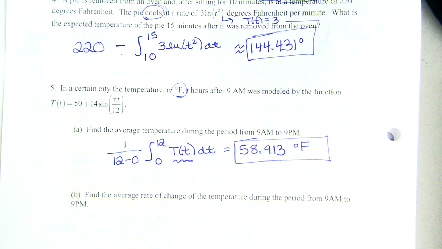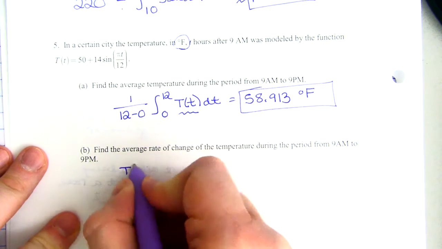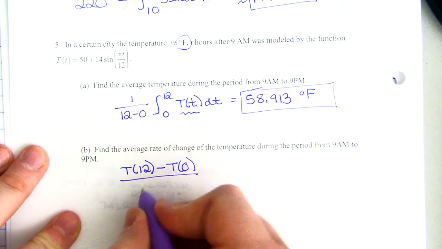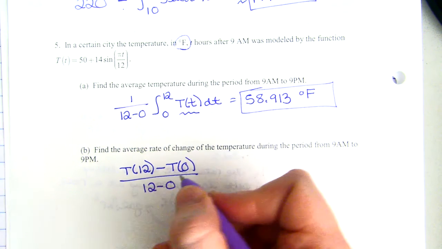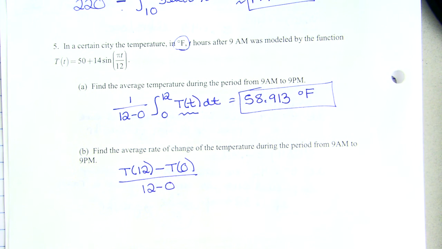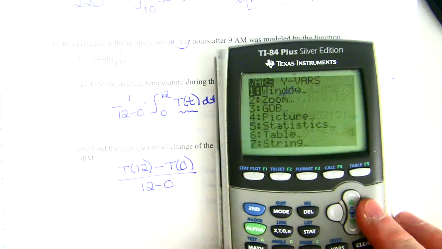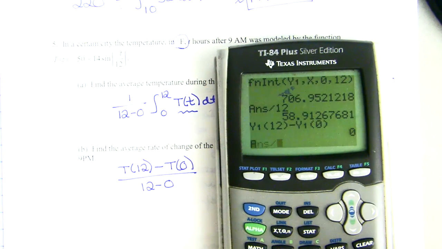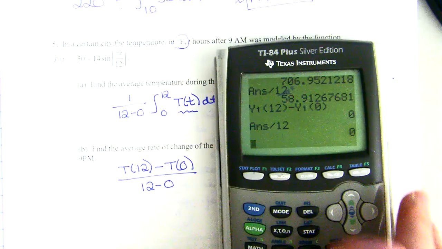Part B wants to know the average rate of change of the temperature over that time period. Well, if I have a function and want to know the average rate of change of that function, here's where we use our f(b) minus f(a) over b minus a formula. I'm going to find T(12) minus T(0) over 12 minus 0. Go to the calculator and figure this out. I think it's going to be kind of an interesting number answer. Okay, that was stupid. I didn't have to divide that by 12. I'm just getting 0.